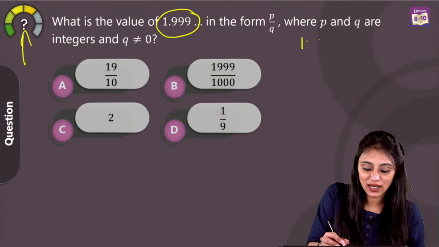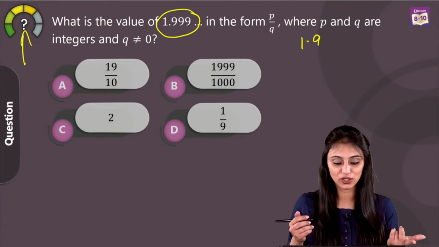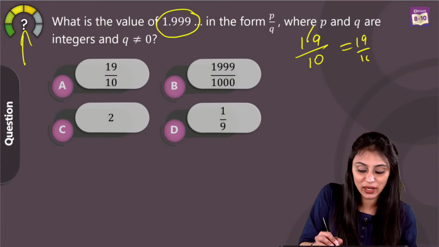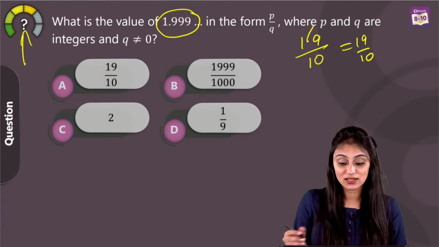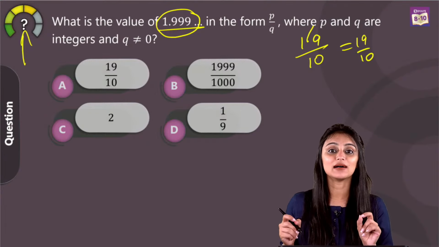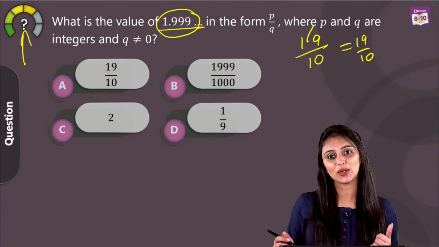Had it been 1.9 and I had to write 1.9 in P by Q form, it was very simple. I would just remove the decimal, I'll write it as 19 by 10, right? Because this has a terminating decimal expansion. But if you look at this number, this has a non-terminating but repeating decimal expansion. So what do we do in such cases?